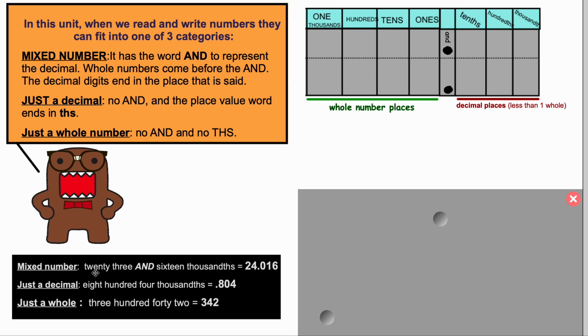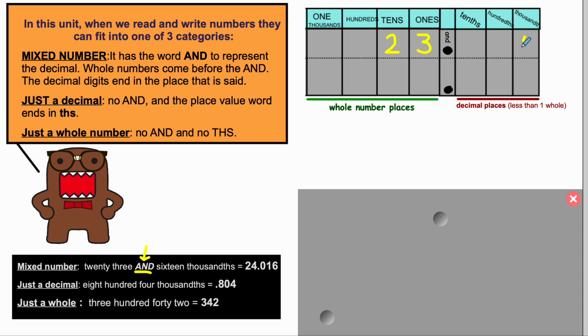A mixed number is 23 and 16 thousandths. We know it's a mixed number because it has the word "and." The 23 comes before the "and," that's 23 wholes. You could see over here, any place value to the left of our decimal is a whole number place. The "and" is the decimal, and anything to the right of the decimal is our decimal places, which are worth less than one whole. 16 thousandths. Since we end in the place value that we say, this 16 is going to end in the thousandths place.